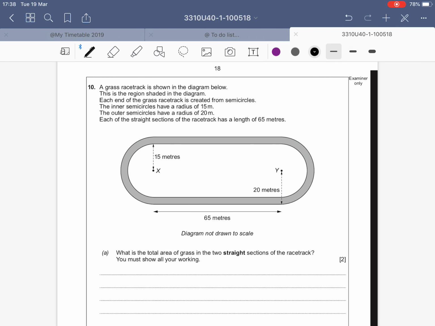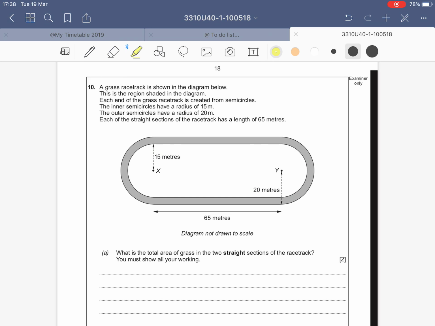Question 10. A grass track is shown in the diagram below. This is the region shaded in the diagram. Each end of the grass racetrack is created with semicircles. The inner semicircles have a radius of 15 and the outer ones have a radius of 20. Each of the straight sections of the grass track is 65 metres long. What is the total area of the grass in the 2 straight sections of the racetrack? You must show all your work.